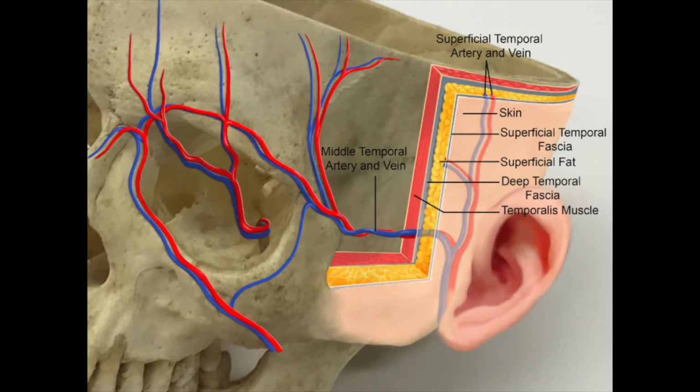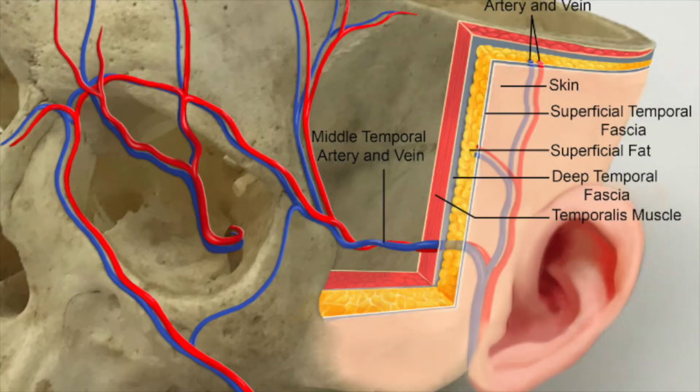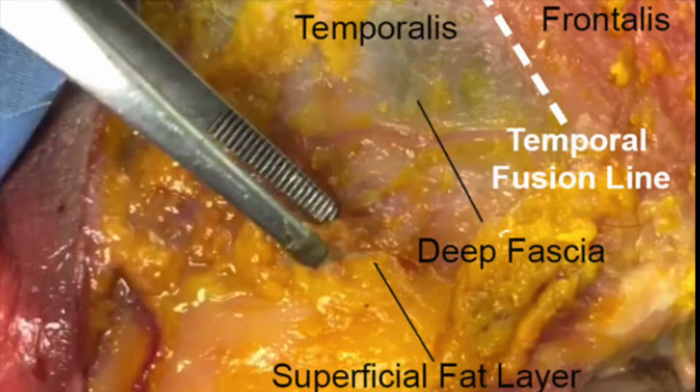The 3 different planes have their advantages and disadvantages. Let's revise the anatomy on this briefly. The layers are the skin, fat, deep fascia, temporalis, and the bone. The superficial fascia, where the frontal branch of the superficial temporal artery is, is just beneath the skin. The first plane.